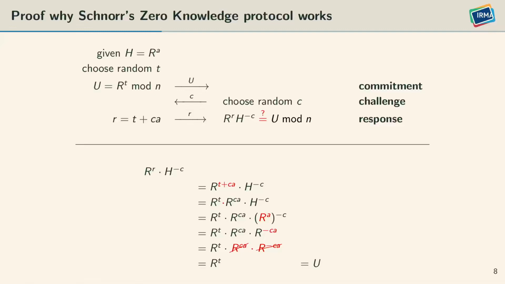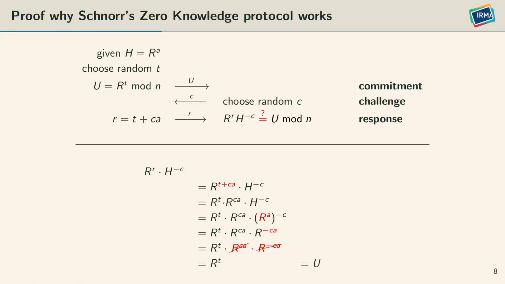On the right-hand side, we can replace our h with r to the power of a because we defined that earlier. Exponentiation by exponentiation is the same as multiplying the exponents. Then we can see that they actually cancel out, the to the power of ca and to the power of minus ca. They just cancel each other out, which leaves us with r to the power of t, which is by definition above the same as u.